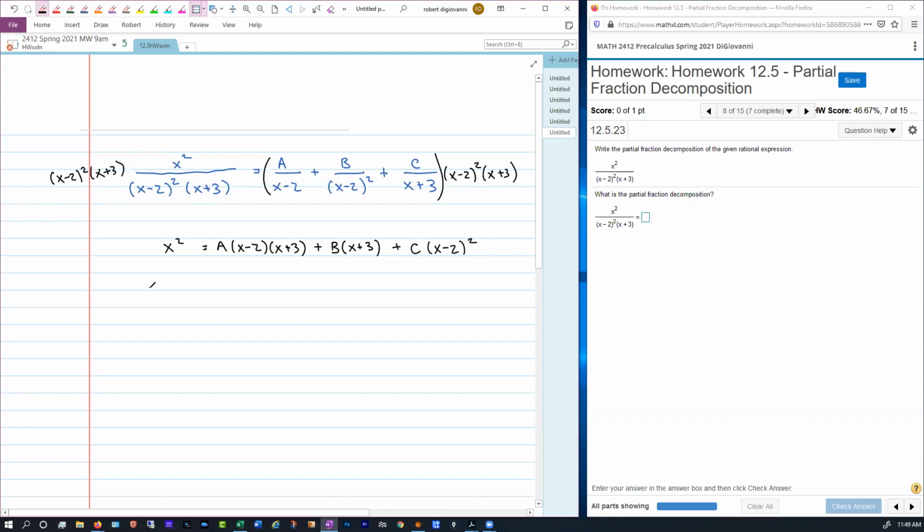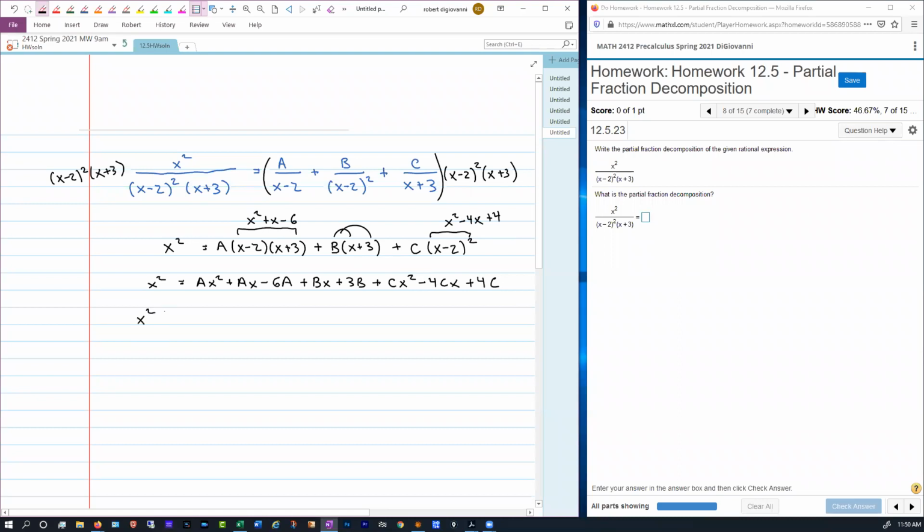All right, I'm going to do the long method, so I'm going to go ahead and distribute. So I'm going to go ahead and multiply those two together. It's going to be x squared plus x minus 6. Then I'll hit it with the a that's out front. So ax squared plus ax minus 6a. This one, I just distribute the b through, so bx plus 3b. And then this one, I have to square that. So if you square that, you get x squared minus 4x plus 4, and then pass a c through that. So cx squared minus 4cx plus 4c.